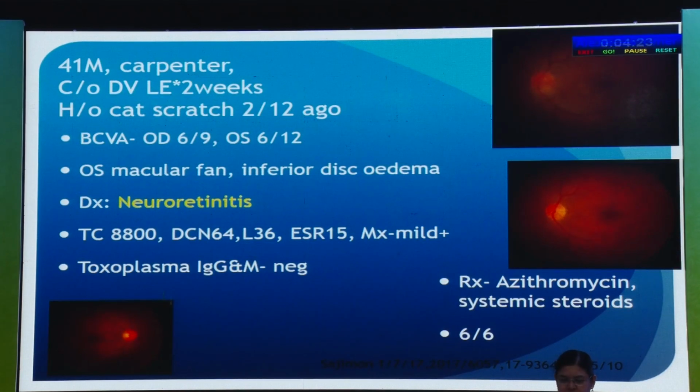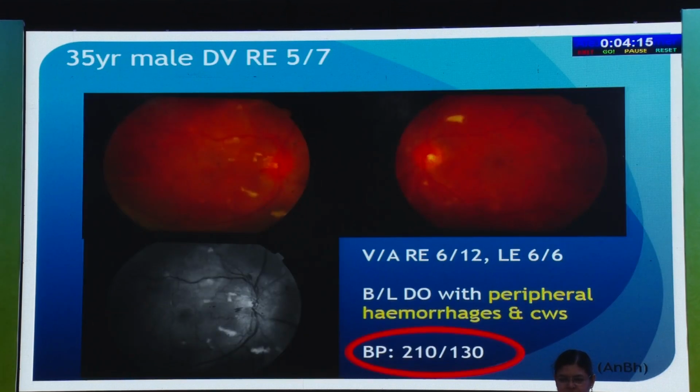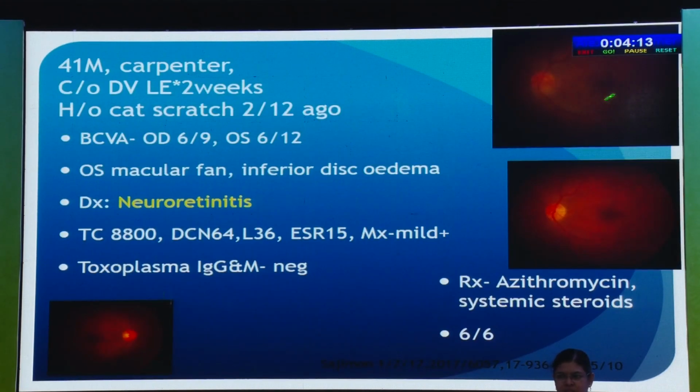We heard a beautiful talk earlier. Again, a 41-year-old carpenter, blurring of vision left eye, history of cat scratch about 2 months ago. You can see the disc edema and also the associated edema of the adjoining retina. So this is a neuroretinitis, and had a very good response with systemic antibiotics and systemic steroid treatment.